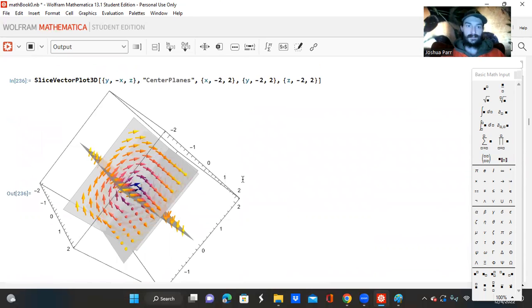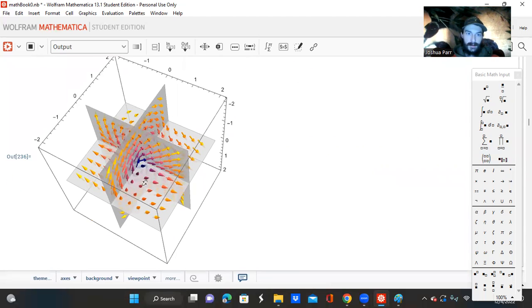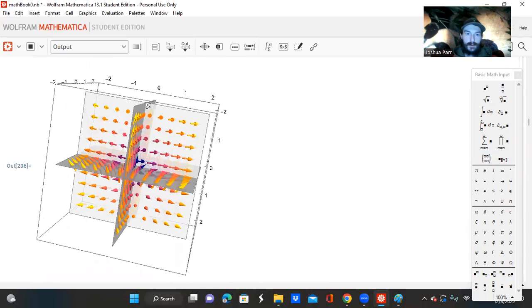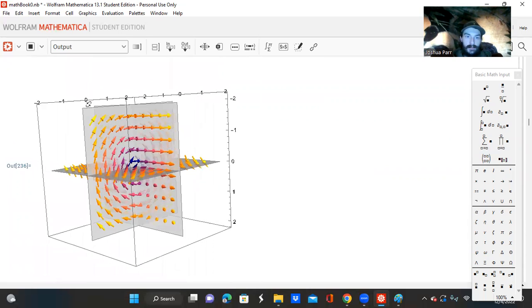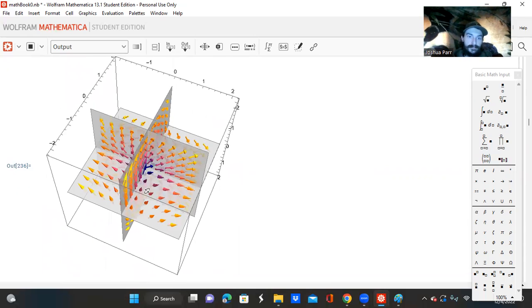It's called a slice vector plot. And I've given it the parameters. And then I have walls in the center of my cube, and then showing the vector relations by spot.